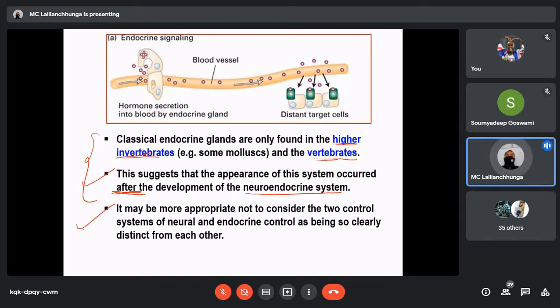Now the last point is also very important. It may be more appropriate not to consider the true control systems of neural and endocrine control as being so clearly distinct from each other. In the last class also, I told you that the nervous system and the endocrine system complement each other, or are integrated, to perform the overall function of the body. So sometimes it is difficult to clearly distinguish them as separate systems, and sometimes it may be necessary not to clearly divide them.